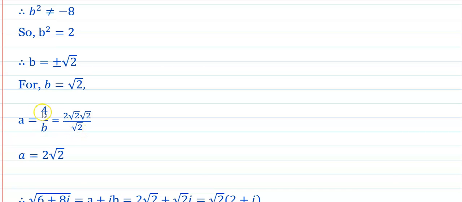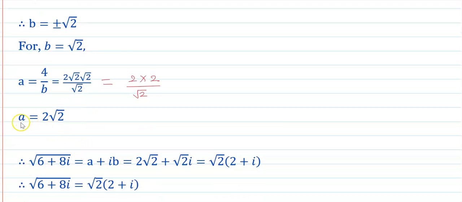Now this 4 can be written as 2 into 2, upon root 2. Again this 2 can be written as root 2 into root 2. Here one root 2 gets cancelled, and then you will get A is equal to 2 root 2. This is the first value.